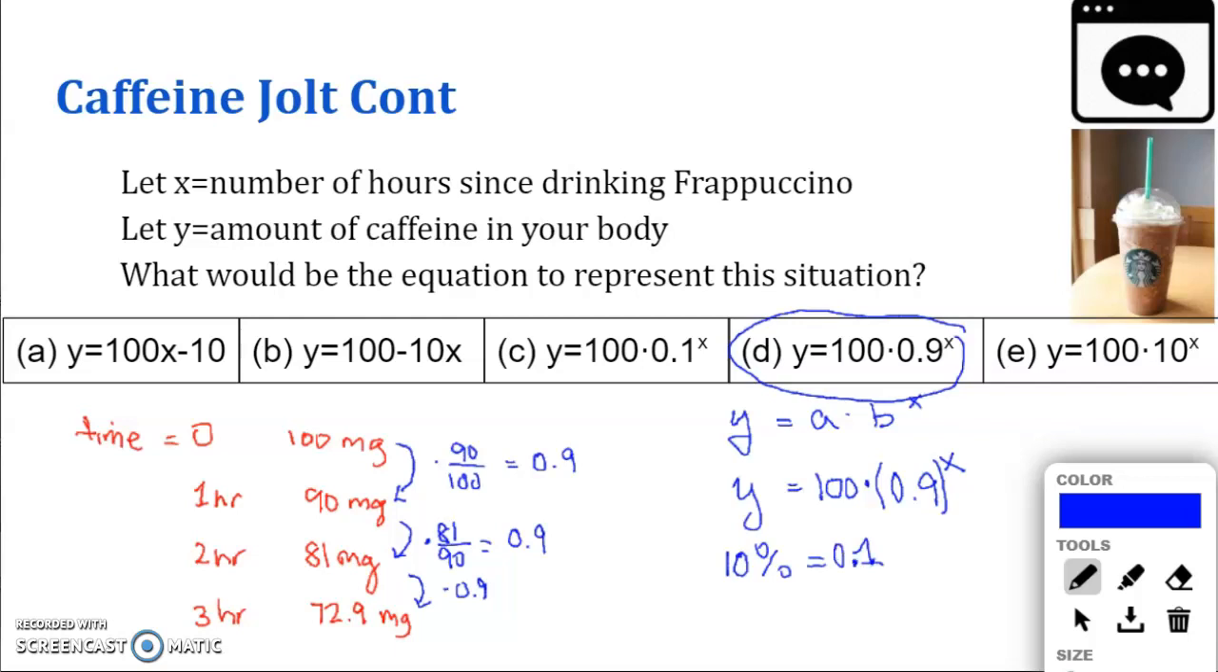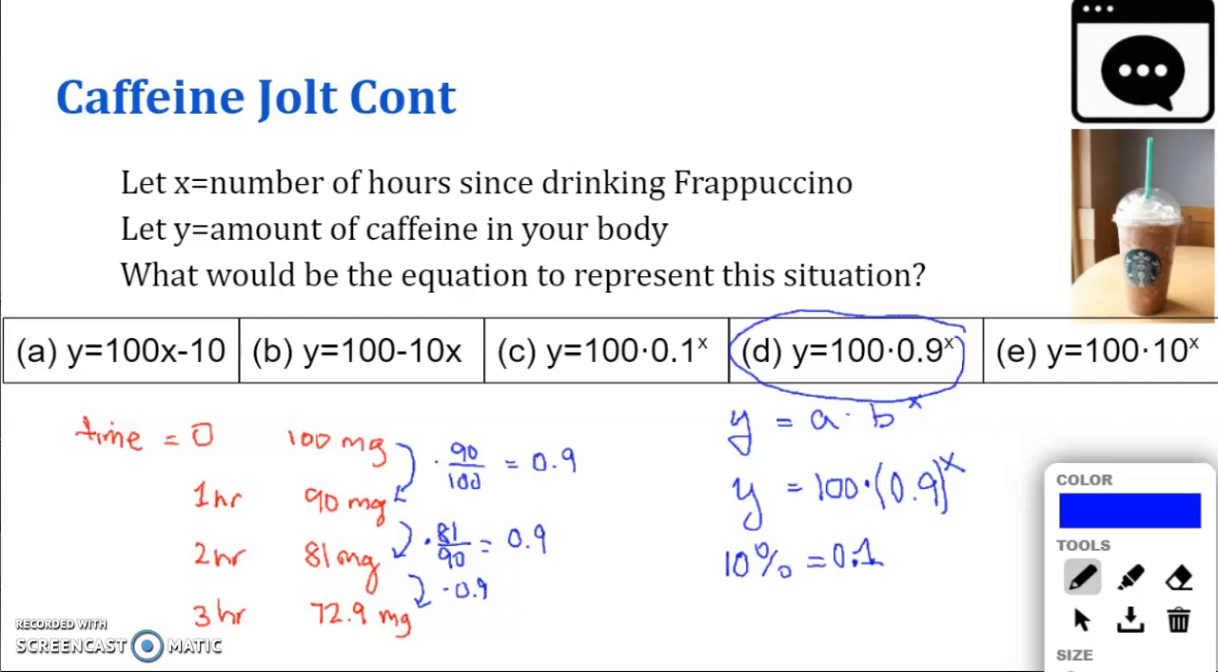Okay, it's 0.1. Now, what did we do to calculate this 90 milligrams? We calculated the 10% and then we subtracted it from the 100%. So we essentially are getting the 90% of the previous value. So 90% of 100 is 90. 90% of 90 is 81. 90% of 81 is 72.9, and so on.